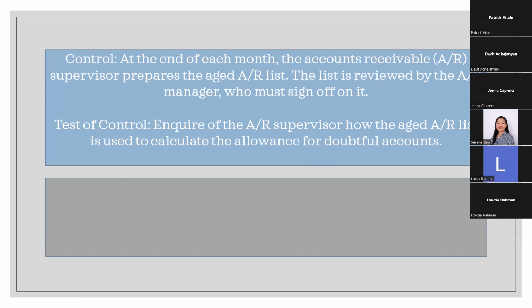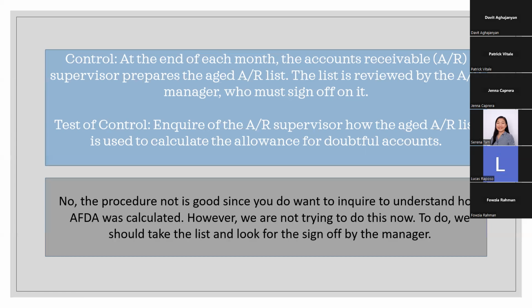Yeah, so not good enough, right? This is the same thing as the last problem, where we're looking at whether it's being reviewed and signed by the AR manager. No, if we're going to inquire about how it's calculated, there's no coherence between both, right? So sufficient appropriate audit evidence, this is not appropriate. What we will do is the same thing as before: just look at if it's reviewed and if there's a signature on it. Okay.